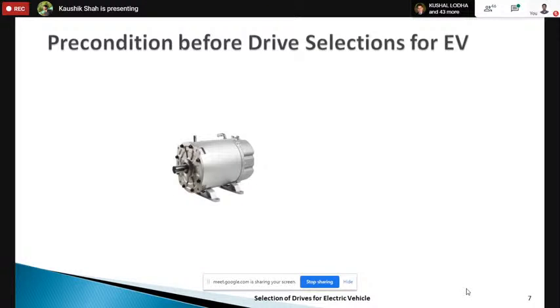Now, preconditions before drive selection. So, I think, just to tell the group that you can't select the drive without having certain preparation. And whatever I'm going to highlight here is required before the drive selection. So let me talk about it.